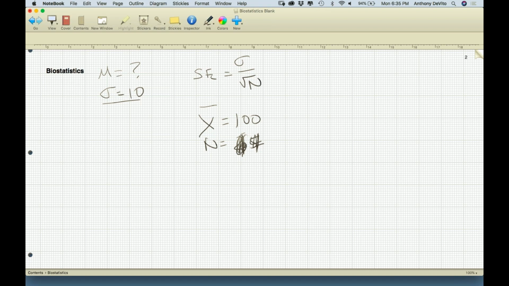I'm going to be more extreme. I'm making my sample size 100. Okay, so I know sigma, I know my sample size, I know the mean that I got for my sample size 100. So my standard error is going to be equal to 10 divided by the square root of 100, which is 10. It's going to be equal to 1. Right? So that's my standard error.